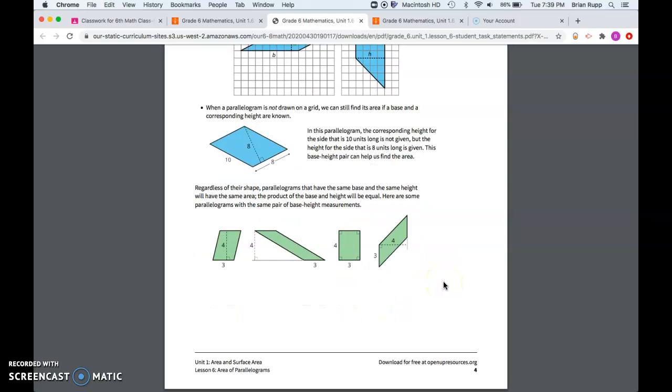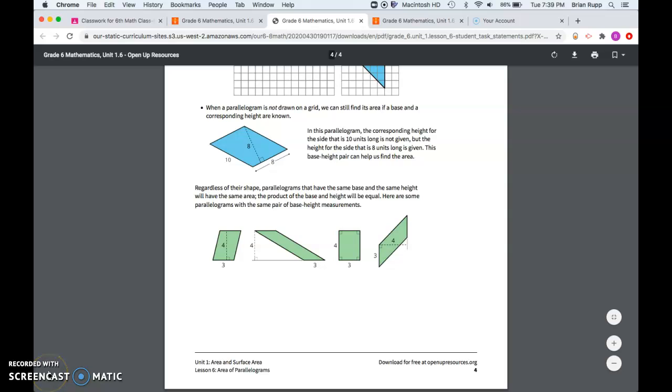So regardless of their shape, parallelograms that have the same base and the same height will always have the same area, because if you multiply their base and height, it's always going to be the same number. So here's an example. If this has a base of 3 and a height of 4, the area is 12. It's a different looking parallelogram, a different shape, but if it has a base of 3 and a height of 4, its area is 12. Same with this one that's rectangular, and same with this one that looks like that.